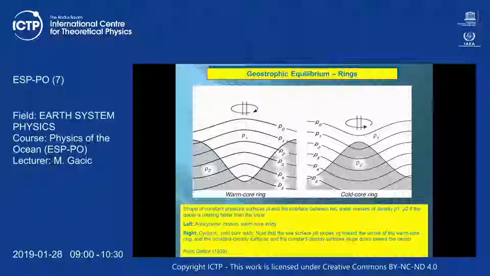I just mentioned before that if we have a convergence or divergence, we have this type of horizontal distribution of isopycnals, sea surface and pressure isolines, how it is distributed in space. If you have the convergence, then the pressure lines are like this. This is the form of the pressure line.